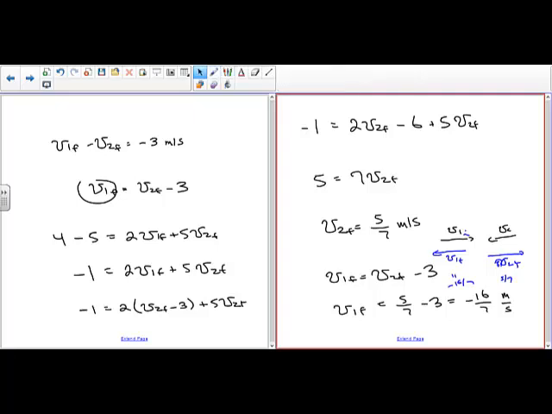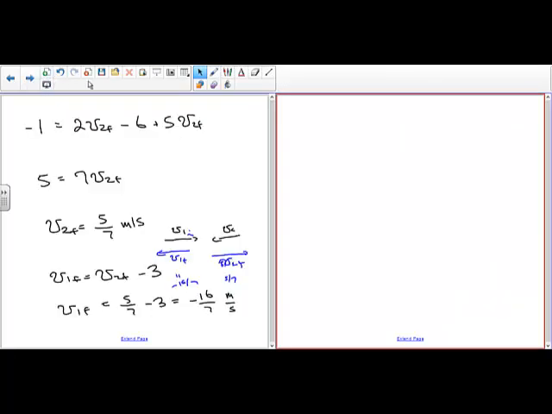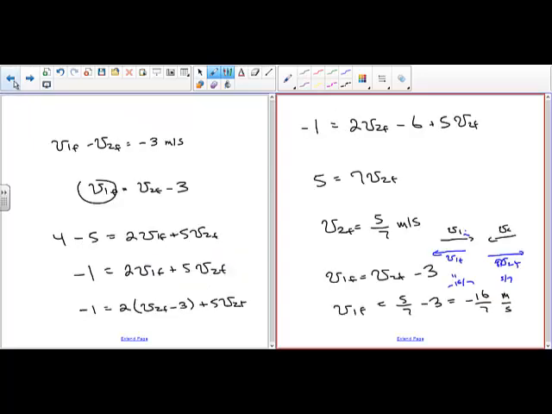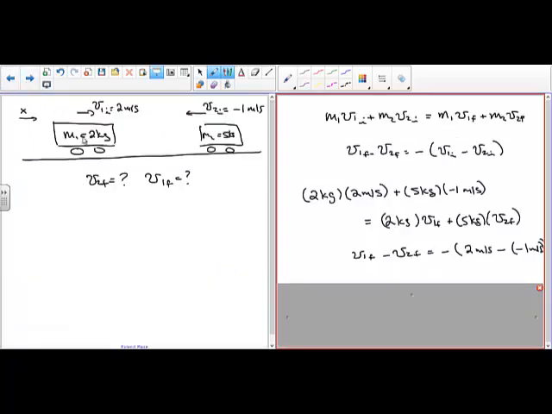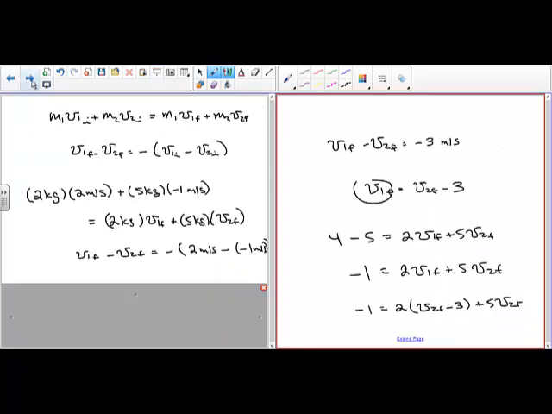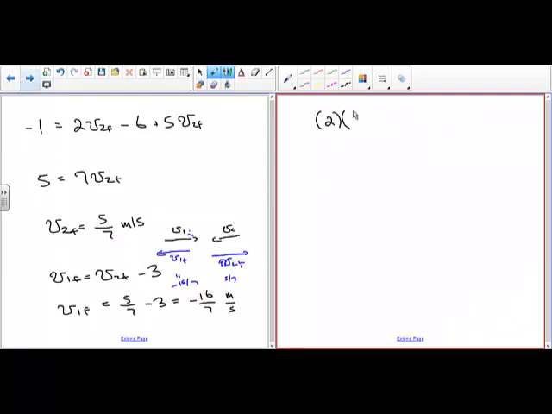And we can kind of double check just by figuring out what the initial momentum was. So the initial momentum was 2 meters per second, I think, right? Is that what it was? 2 meters per second times 2 kilograms. Okay. So 2 times 2. And then we had 5 times negative 1. So that's 4 minus 5. So it's negative 1. The units for momentum are kilograms meters per second.